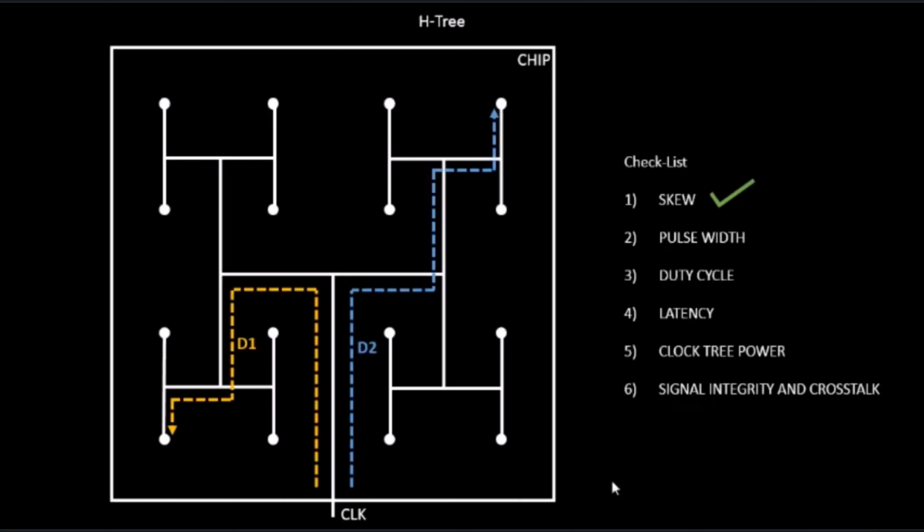Since I'm running out of time, in the next video we'll look into the pulse width check, and also into a catch. There is a catch over here which is not quite evident from this particular slide or diagram. It will be evident maybe in the upcoming slide. So let us look at the catch and all the other quality check parameters in the next video. Thank you.